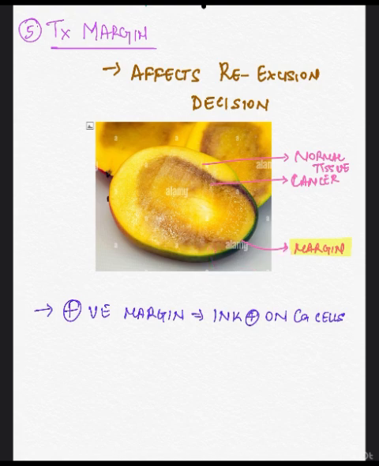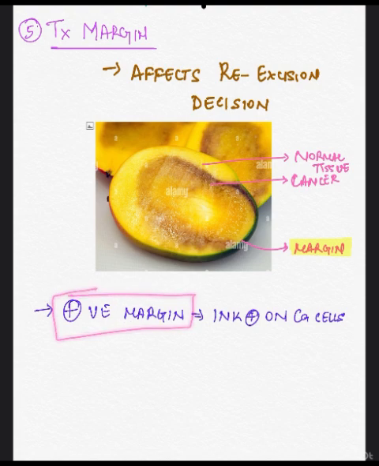Okay, so why is this margin very important? Margin is very important because it affects the decision of re-excision. Depending on whether the margin is positive or negative, the surgeon will take a call on whether he has to re-excise more areas, or it could be cured with chemotherapy or radiotherapy. If the margin is negative, that means his excision is complete. So what do you mean by a positive margin?